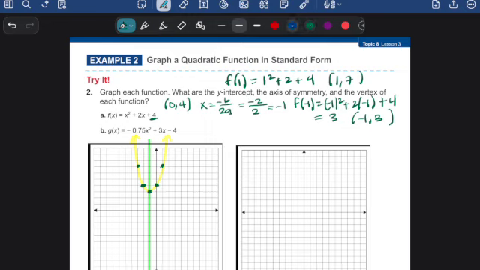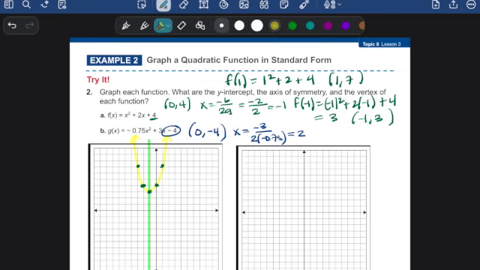Okay, part B, let's do the same thing. C is -4, so now I know my y-intercept is at (0, -4). Let's find the axis of symmetry. X equals opposite b over 2a, so -3 over 2 times -0.75. The x-coordinate is going to be 2, because -3 over -1.5 is +2. So I know my axis of symmetry is at x = 2. Draw it real quick.